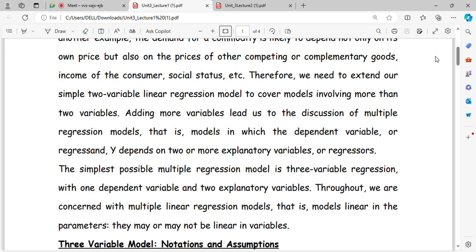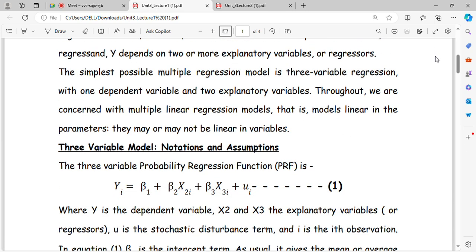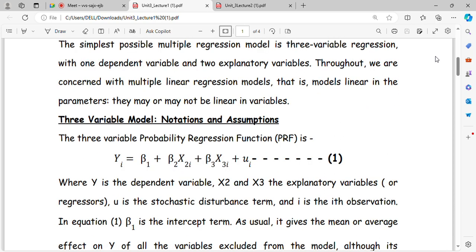Right? So first of all we are assuming that the population regression function, PRF, যেটা হয় সেটা equation 1 দিয়ে ডিনোট করছি: yi equals beta 1 plus beta 2 x2i plus beta 3 x3i plus ui, where i denotes the observations, x2 and x3 are the variables, ui is the error term, and yi depends on x2 and x3. That means beta 1, beta 2, beta 3 are the parameters. Where y is the dependent variable, x2 and x3 the explanatory variables or regressors, u is the stochastic disturbance term, and i is the ith observation.